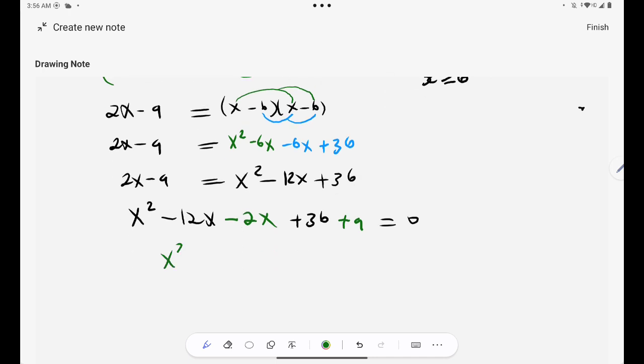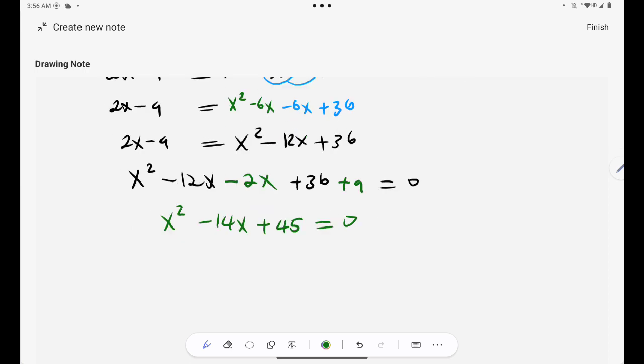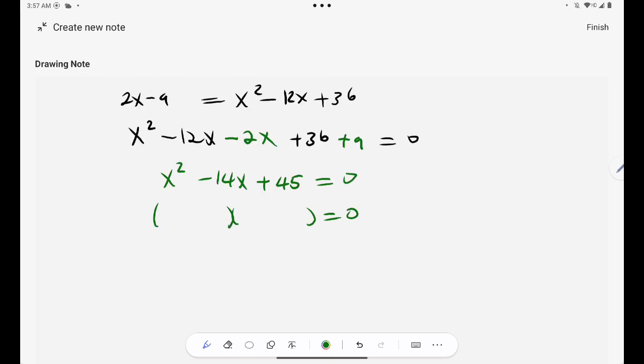So I will have x squared minus 14x plus 45. Are you together? So I just want the factors of 45 that, when I add, will give me 14. Factors of 45 that, when I add, will give me 14. That's 9 and 5. Are you together?